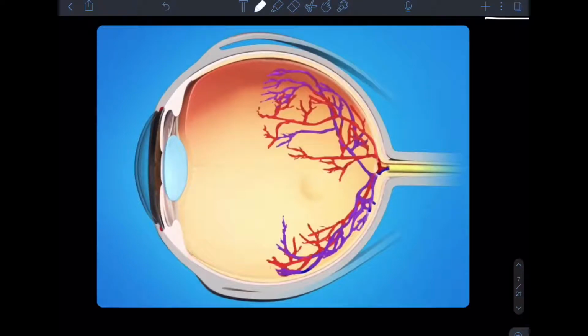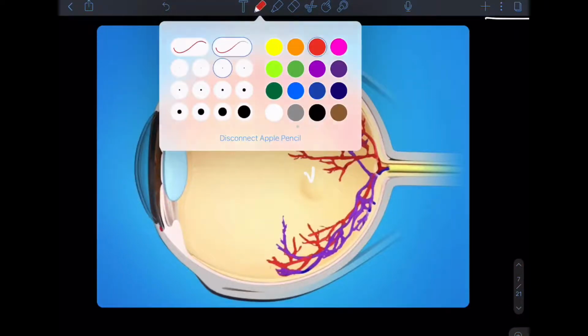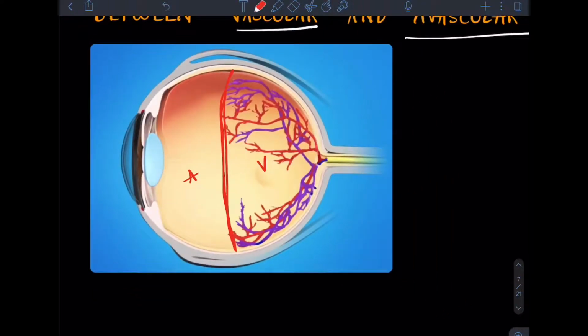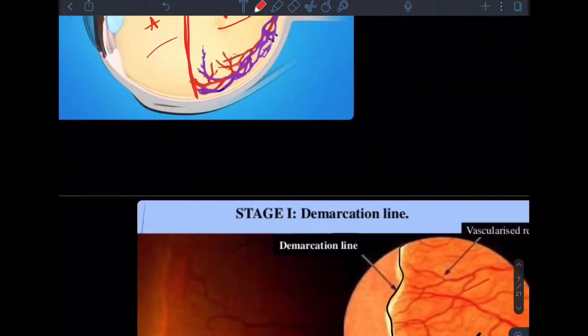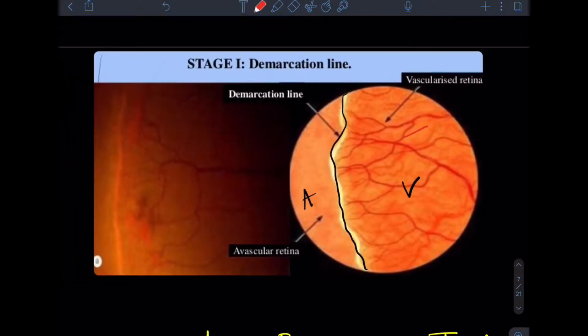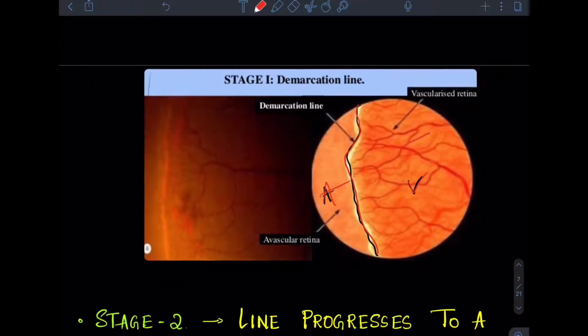This is the vascular retina, this is the avascular retina, and here we have the demarcation line. This is a demarcation line, just a 2D line that demarcates the vascular and the avascular retina. This is stage 1. We have a fundoscopic image here. This is the demarcation line, this is the vascular and the avascular part of the retina, and this is stage 1.